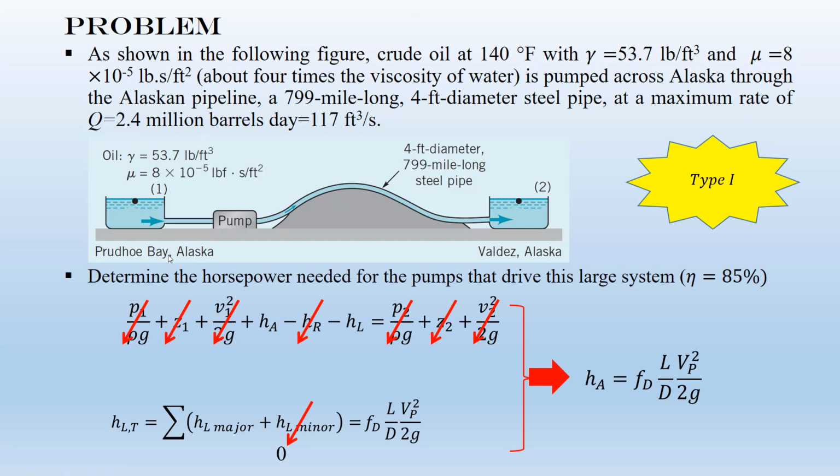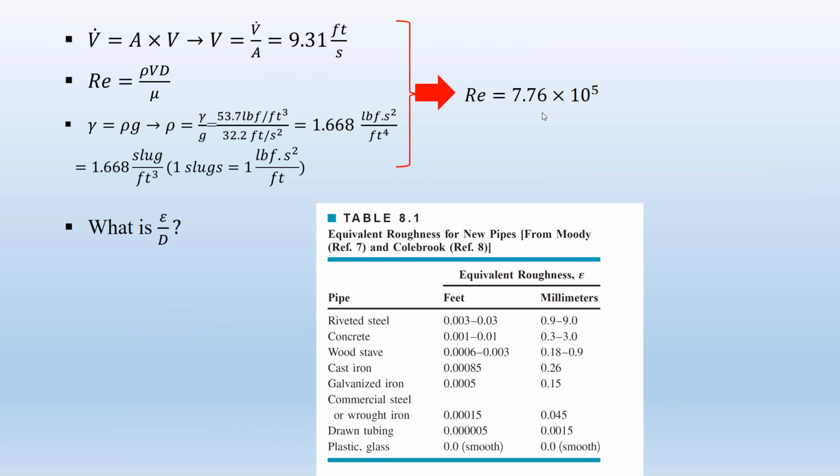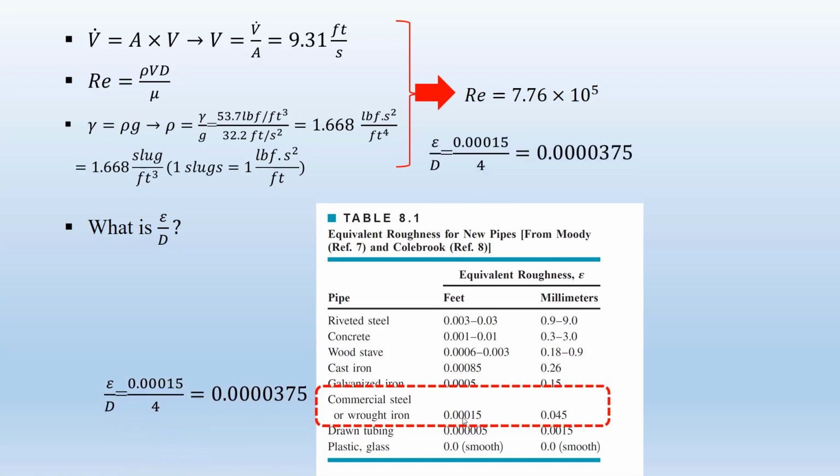Let's go over here. Let's see if you have any information for the material. Yeah, this is the steel pipe, correct? So you can use the reference table to find the roughness for this steel pipe. So from this table, I found the actual roughness for commercial steel or wrought iron, and then we can simply find the relative roughness.